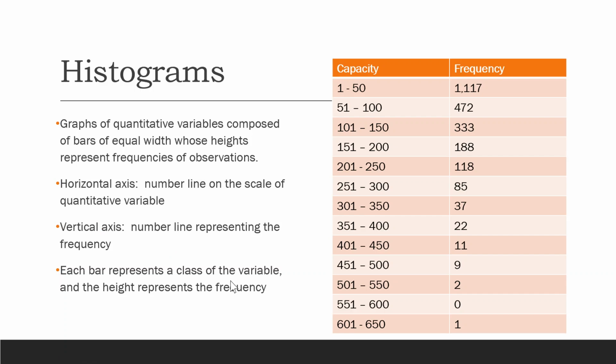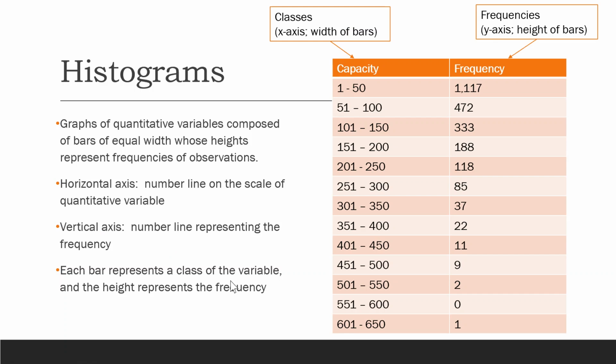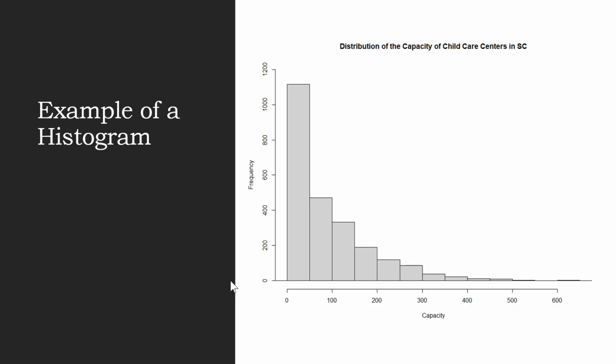Remember when we saw this data from before, we had our classes of equal width. Those are going to be plotted on our horizontal or x-axis. They're going to make our bars of equal width. And then our frequencies are going to be the height of our bars, referenced from our y-axis. And so if I try to look at a histogram of this data here, we're going to see.